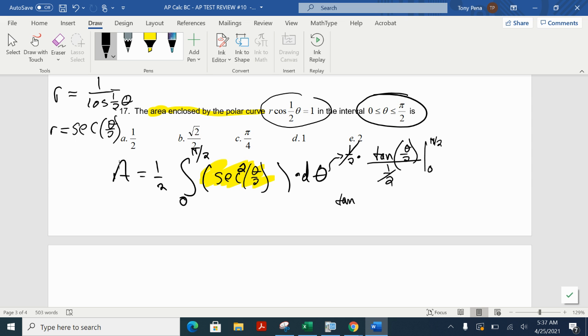So we're now going to plug in the upper limit of pi over 2 divided by 2, minus the tangent of, this would have been 0 divided by 2, so just a 0. So what we're really looking for is the tangent of pi over 4, which is a 1, minus the tangent of 0, which is 0, giving us D as our answer. All right.